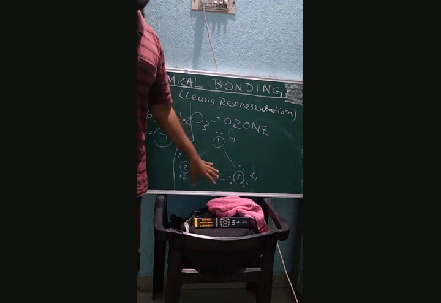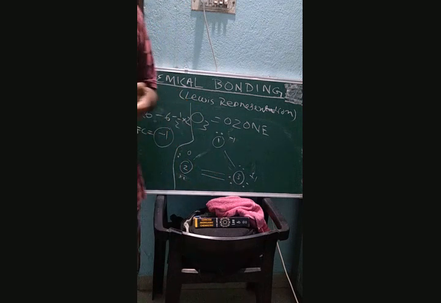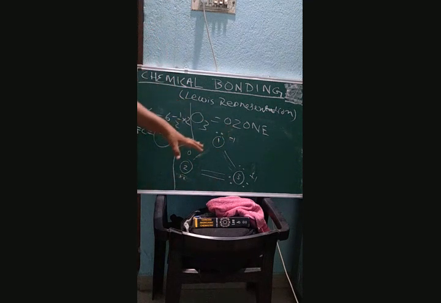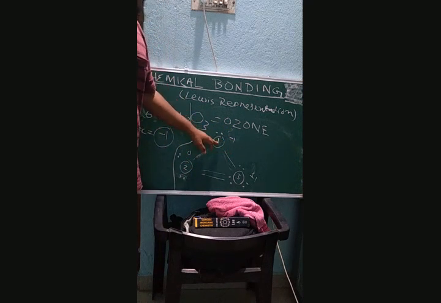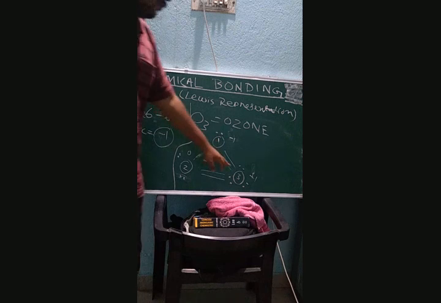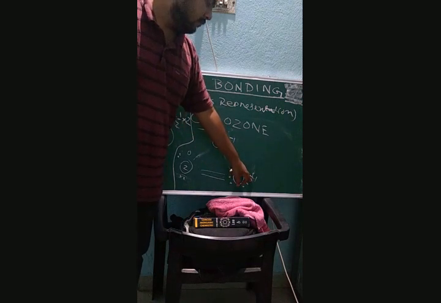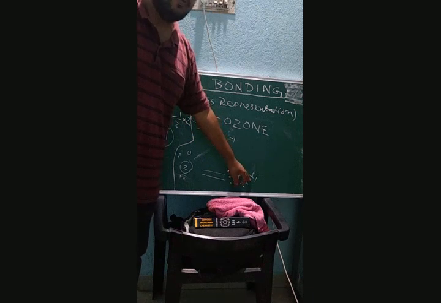So the formal charge or Lewis representation does not represent the actual charge on the molecule. Okay, this is only to keep track of the valence electrons. This minus charge means there is an excess of electron here. This plus charge means there is a missing electron, meaning it needs one more electron.